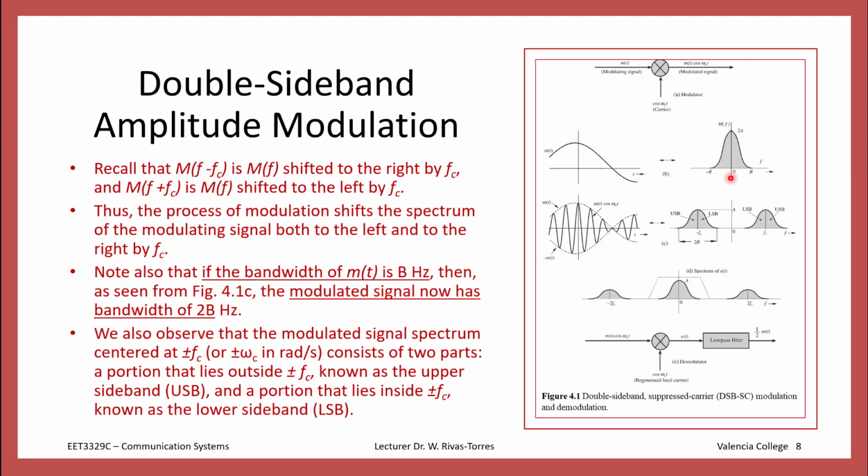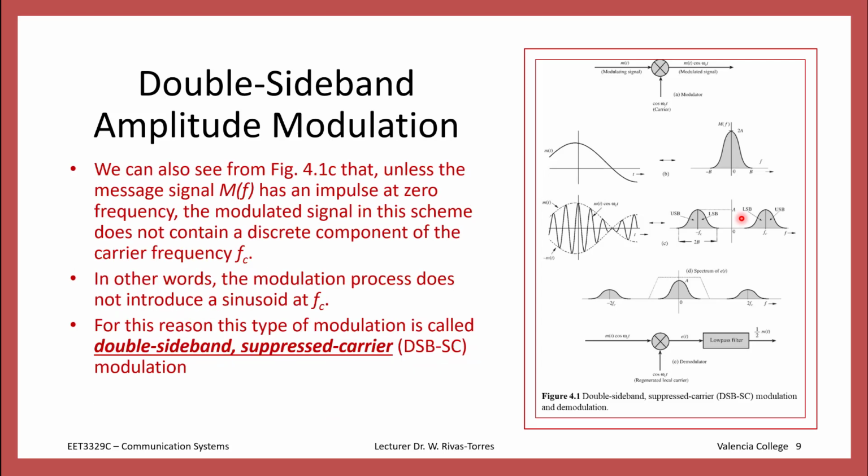Now, when you go ahead and modulate it, you end up with a signal that gets shifted both to the left and the right. The spectrum gets shifted to the left and the right, and the amplitude, by the way, drops by half. So this used to be 2A in magnitude. Now it's simply A.